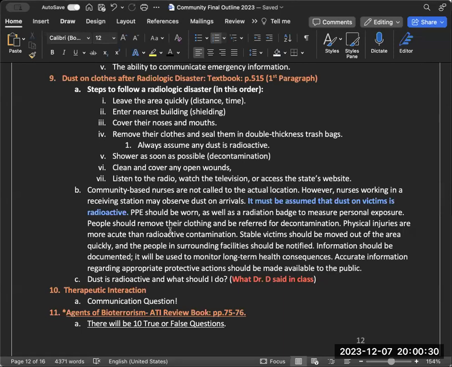After all that's done, we have a couple of things to do. The steps to follow in a radiologic disaster are leaving the area, getting to the nearest building, covering your nose and mouth, but we must remove our clothes and seal them in a double thickness trash bag, okay? Because we must always assume the dust is radioactive. Since this is the question that she mentioned, I would say it would be removing our clothes, putting them in that double lined bag, and taking a shower so that we can decontaminate. Then we will clean and cover any open wounds and listen to the radio or watch the TV to assess what's going on in the state.